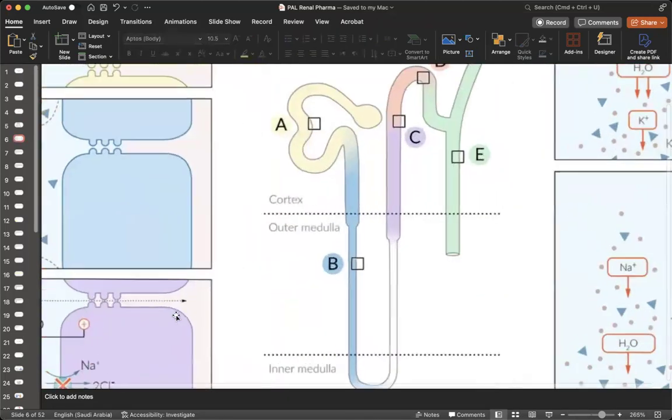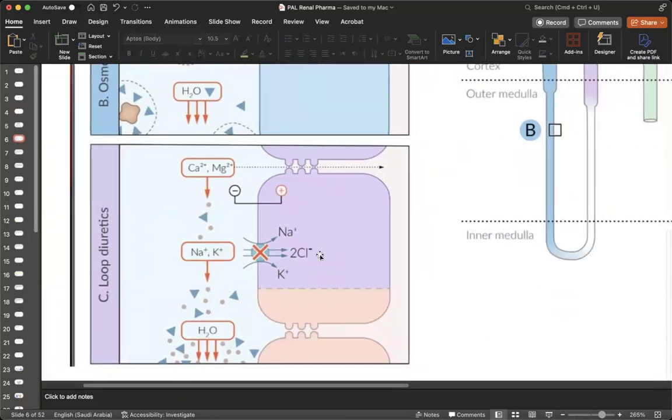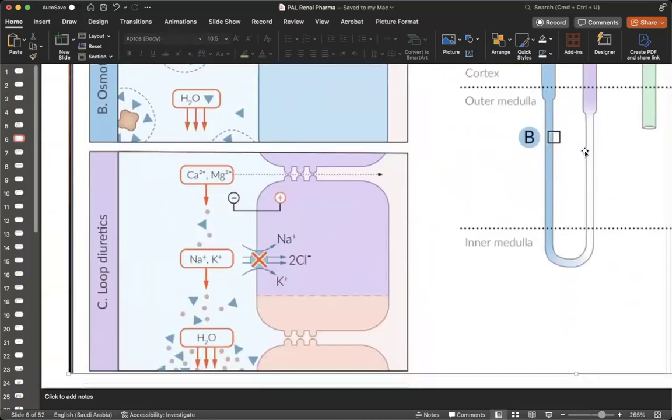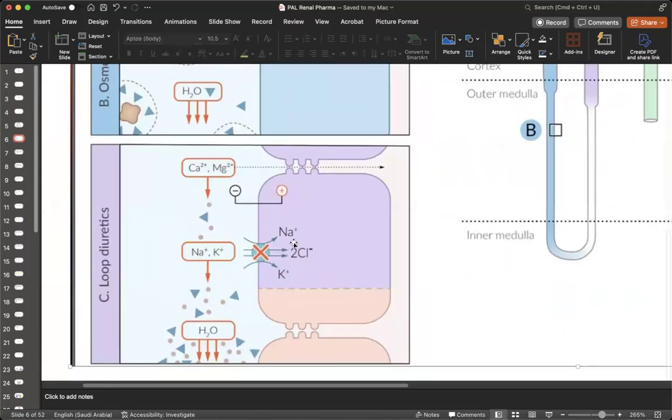Okay, furosemide, this is how it works. Like I said, this is the ascending loop of Henle right here. It's going to inhibit this receptor. As a result, you're going to have sodium and potassium kicked out, and the water is going to follow it. But so are calcium and magnesium. That's why it can lead to hypocalcemia, hypokalemia and hypomagnesemia.